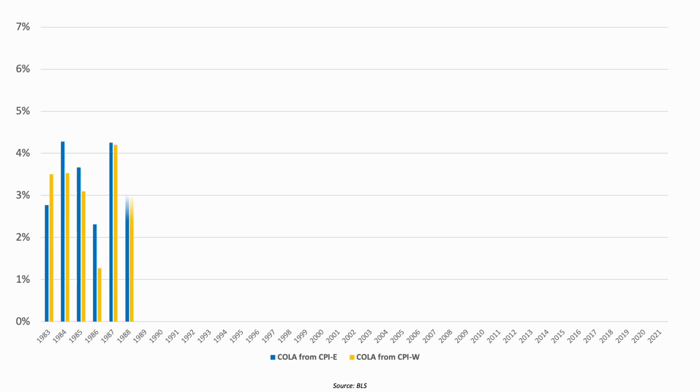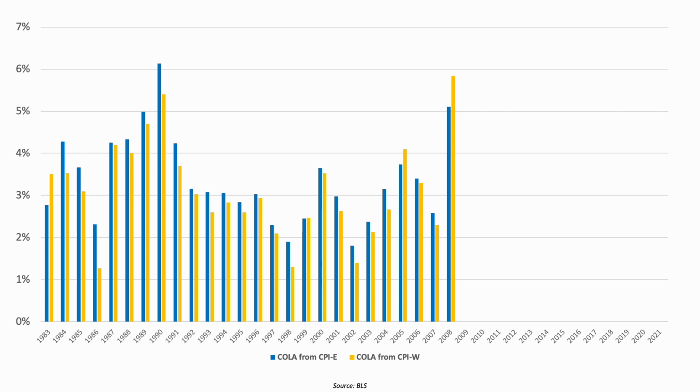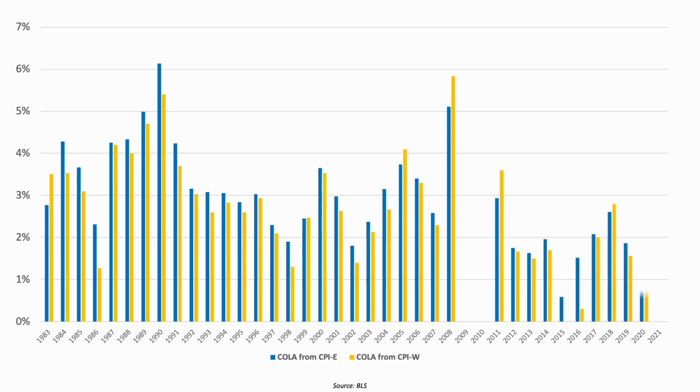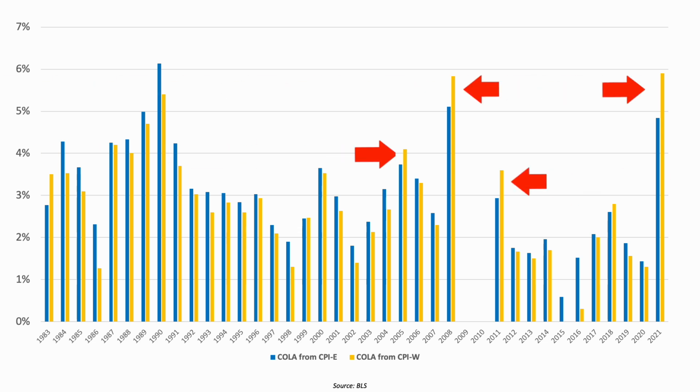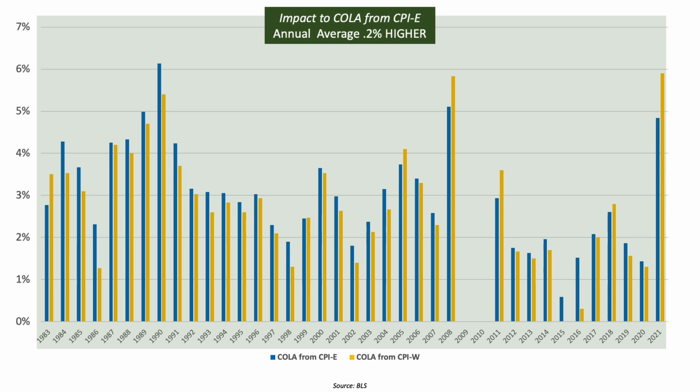Using the CPI-E data available from December of 1982, we could go back and do a year-by-year comparison with the CPI-W, the version that's currently being used. When viewed side by side, you can see that there are some years where the CPI-W was ahead, but in most years, the CPI-E was slightly higher. And when you average this out, if the CPI-E would have been used, it would have resulted in an annual cost of living adjustment that was 0.2% higher on average.